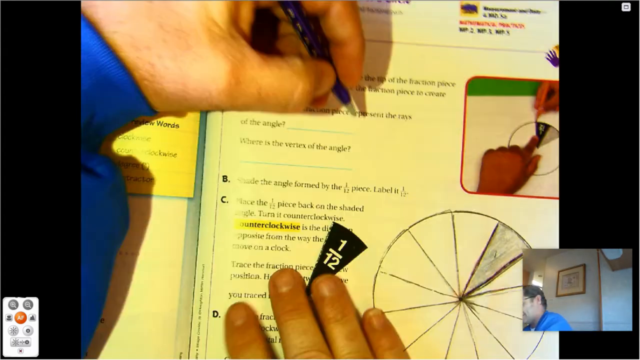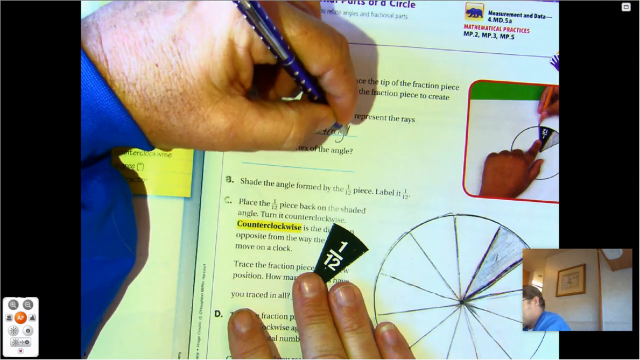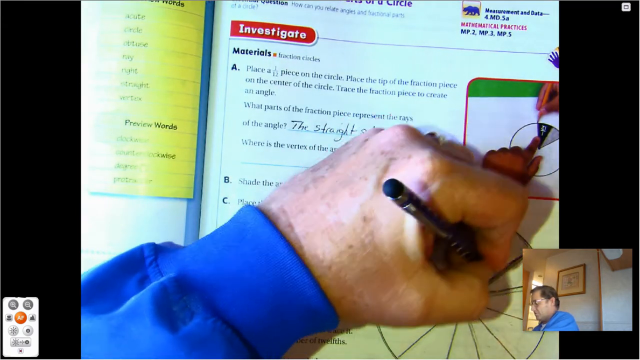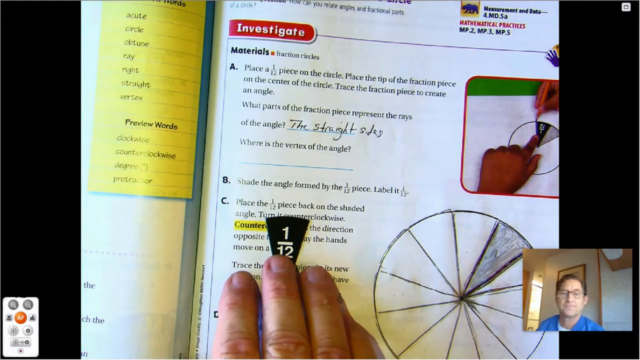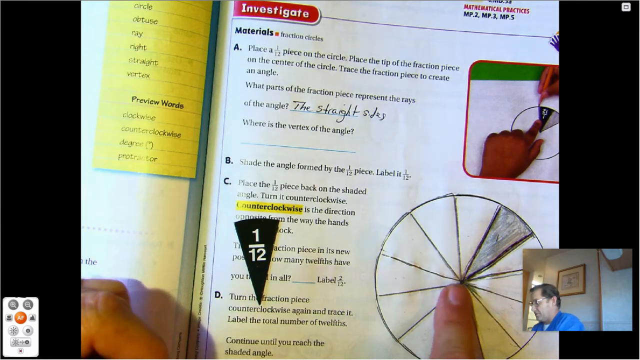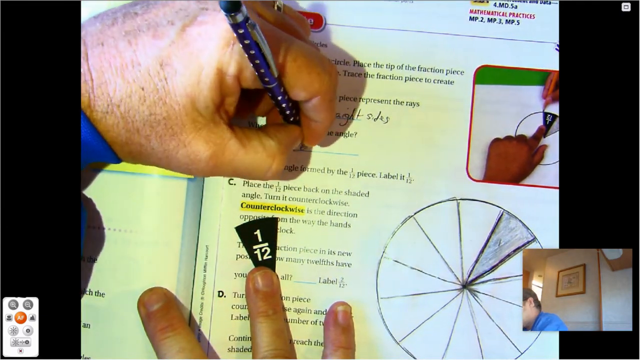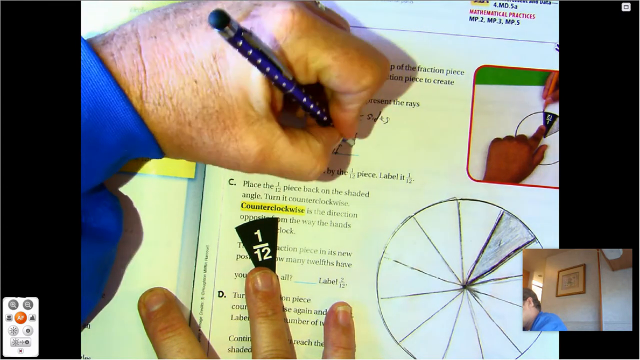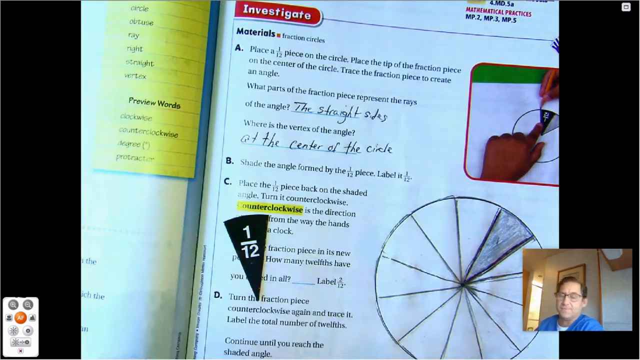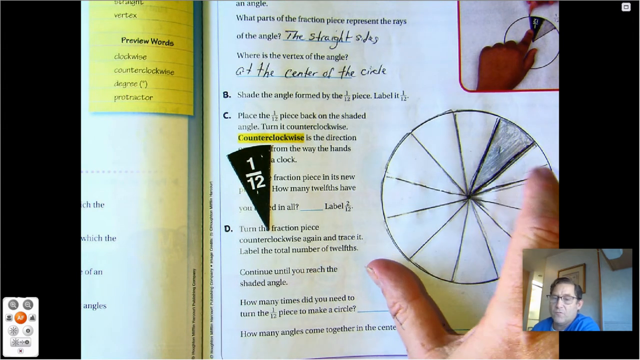The straight sides, right? These parts right here, those are the straight sides of the rays. Where is the vertex of the angle? Well, it's at the center of the circle. Remember, the vertex is the endpoint that is shared by both rays.